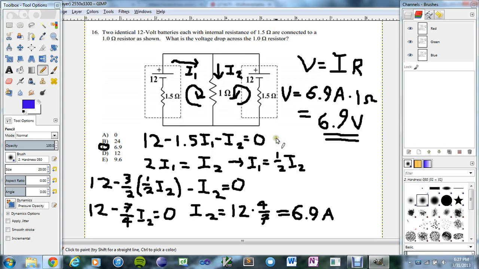So this is problem number 16. You're given two identical 12-volt batteries, each with the same internal resistance of 1.5 ohms, and you're told to find the voltage drop in this middle resistor shown here.